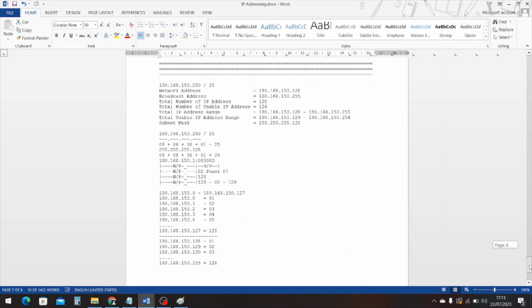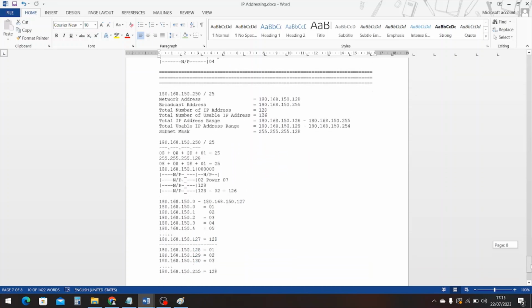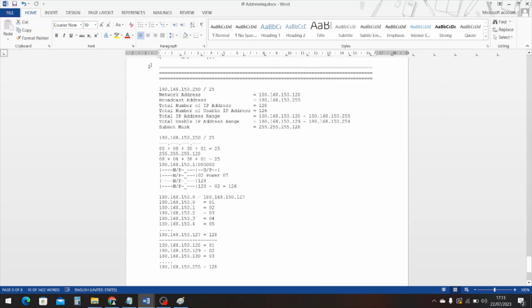Alright. Now we come to the very last part. If you are given a particular IP address and asked for the network address, broadcast address, total number of IP addresses, total number of usable IP addresses, total IP address range, total usable IP address range, and subnet mask, I'll do it. Don't worry when it comes to that question. You need to do the calculation step by step.